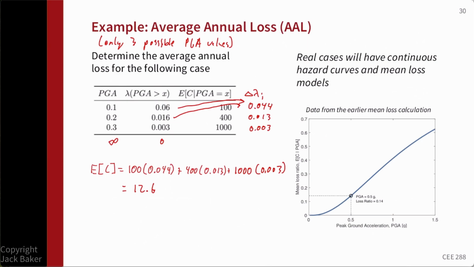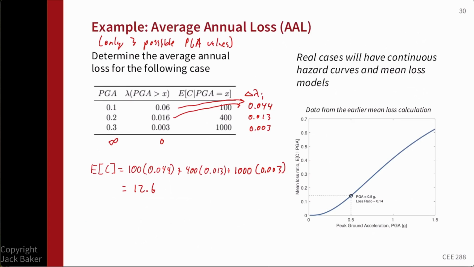So I guess one thing we could note is that the expected consequence is a lot less than the consequence for even the smallest PGA level. The smallest consequence was 100 in the table. We've got a 12.6, and that's because even the smallest PGA level had an exceedance rate of 0.06 per year. So most years we're going to have nothing happen and no consequences. So the average consequence should be lower than the consequences associated with any of these.